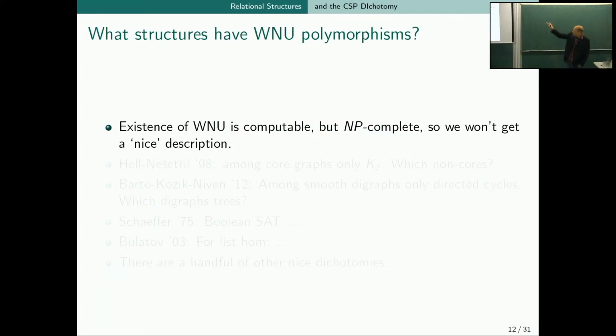Okay. And then the other question: hopefully I've convinced you that having a nice polymorphism helps solve the CSP problem, or it can. So we ask, what structures have WNU polymorphisms? Well, this is a hard problem. Actually, to decide if a structure has a WNU polymorphism, it is computable, but it's itself NP-complete. So it'll be hard to decide.